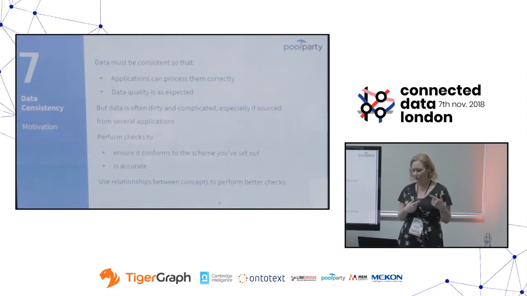So what we want to do is perform checks to ensure that it conforms to the schema that we're setting out, and as much as possible that it's accurate as well. And one good thing about using the knowledge graph is we can use the relationships between concepts to check some of the consistency and accuracy of the data. So not just checking that an entry has, for instance, a city and a country attached to it, but that the city and country also make sense in relation to each other.